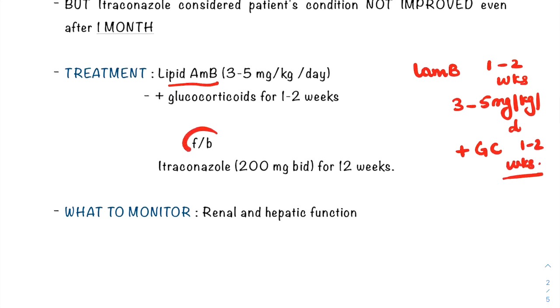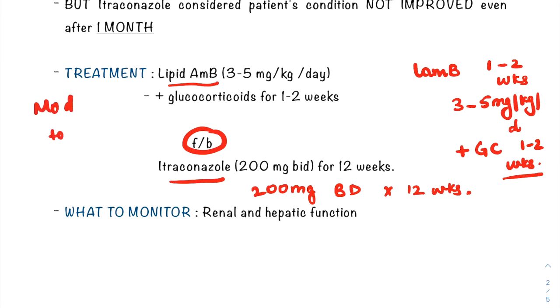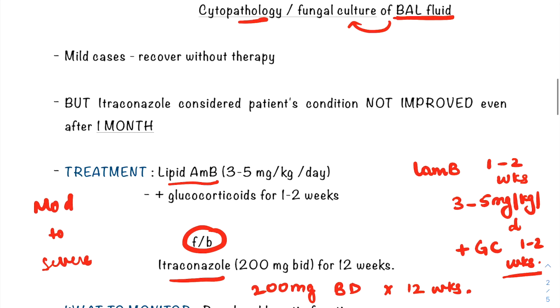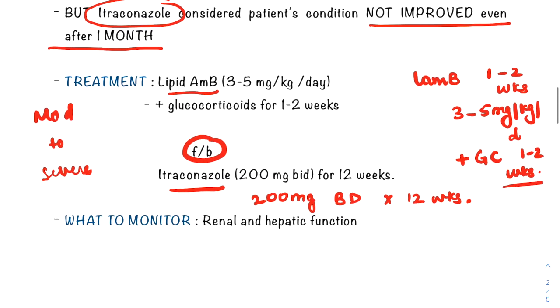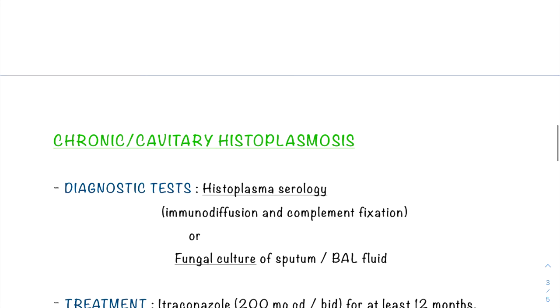After 1 to 2 weeks, it is followed by itraconazole given at a dose of 200 milligrams BD, that is twice a day, for 12 weeks. Remember, this treatment is only for moderate to severe cases. For the mild cases, they usually recover without therapy. But if the patient has not improved even after 1 month, we may consider itraconazole 200 milligrams BD in those cases. Now, the patients of acute pulmonary histoplasmosis who are on treatment, they should be monitored for renal and hepatic function. So this was about acute pulmonary histoplasmosis.